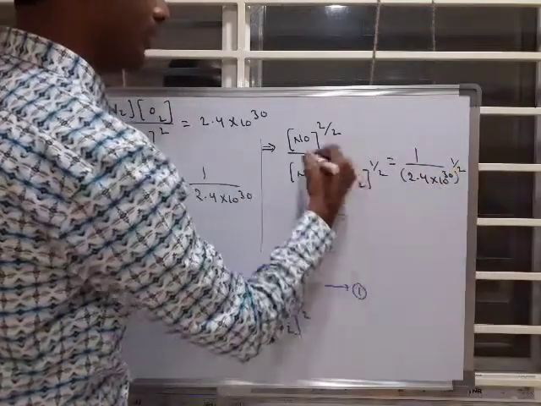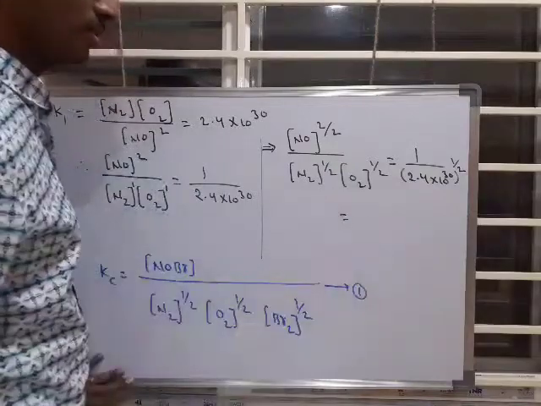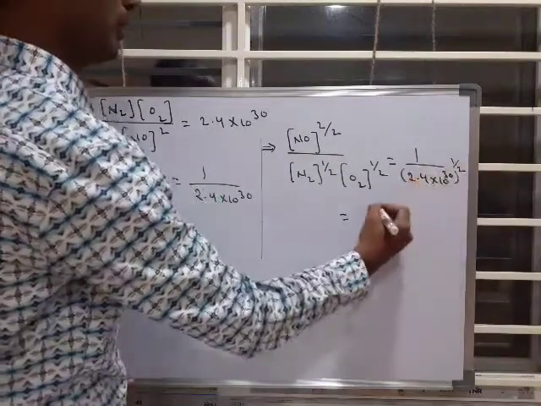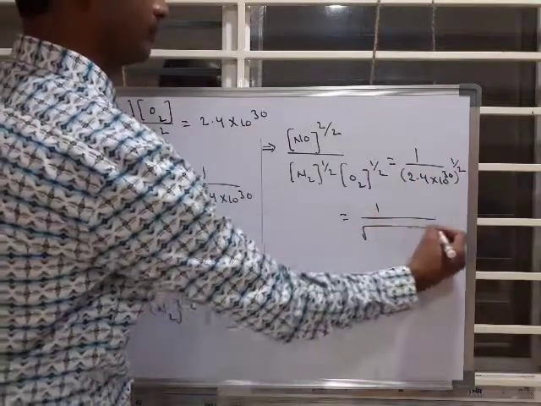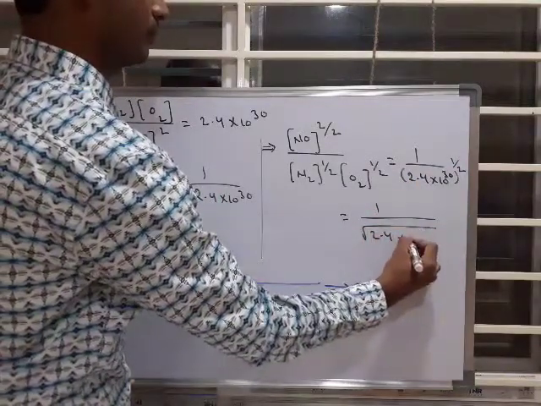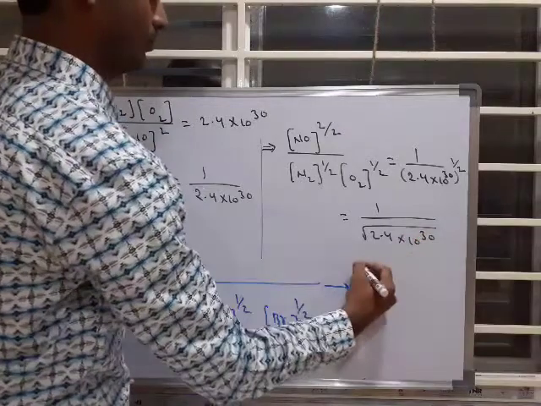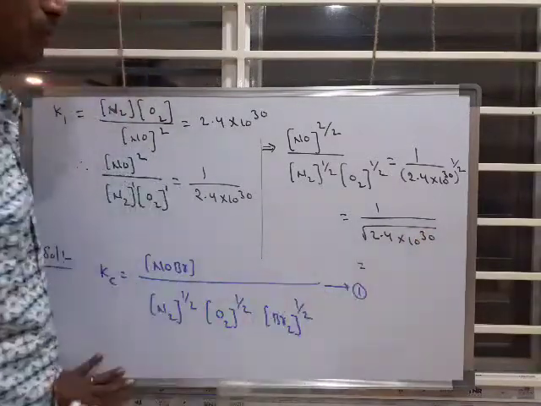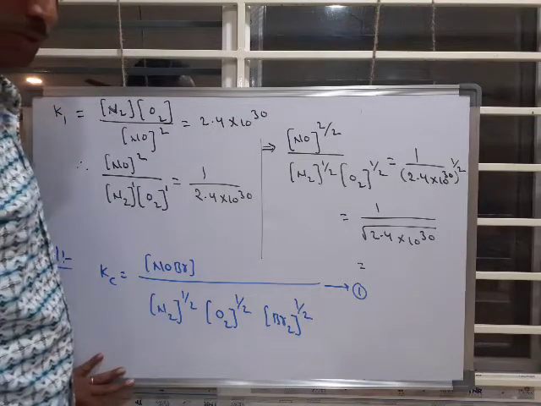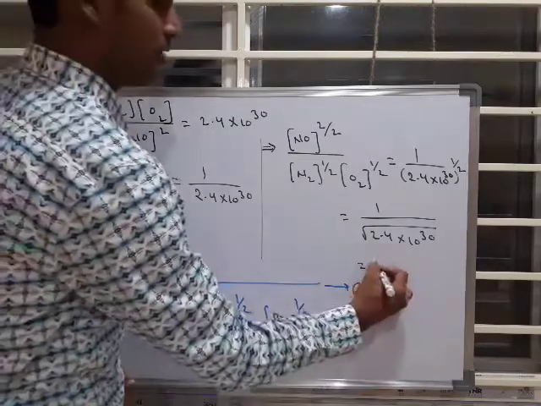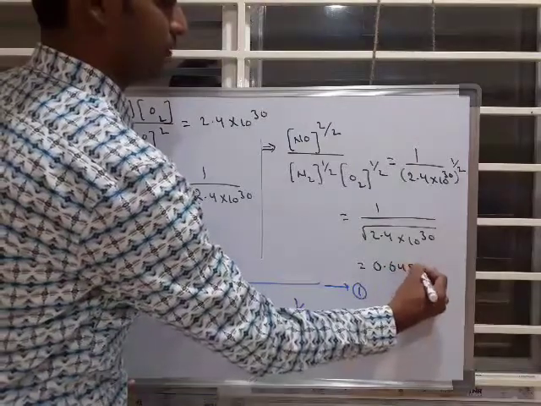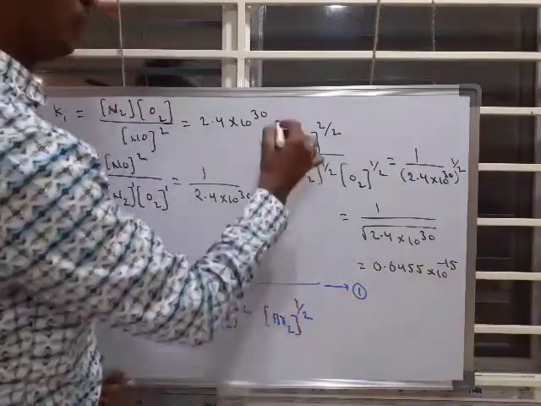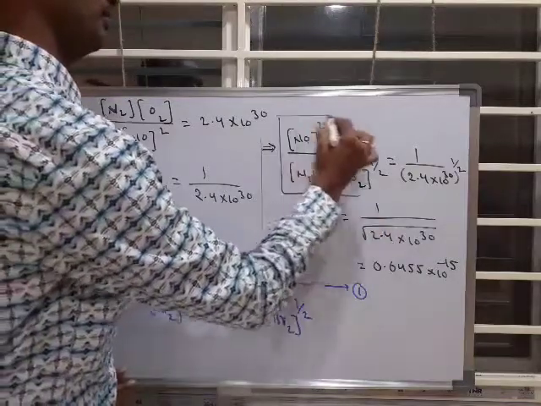So overall this equation value will be 10 power 30 under root, so root 30 gives 10 power 15, 10 power minus 15, and 1 by root 2.4. So this is 0.6455. You have to do the calculation. So this is the value of this equation.